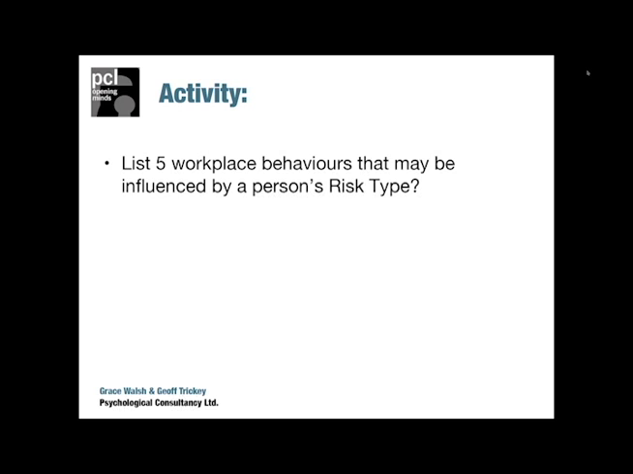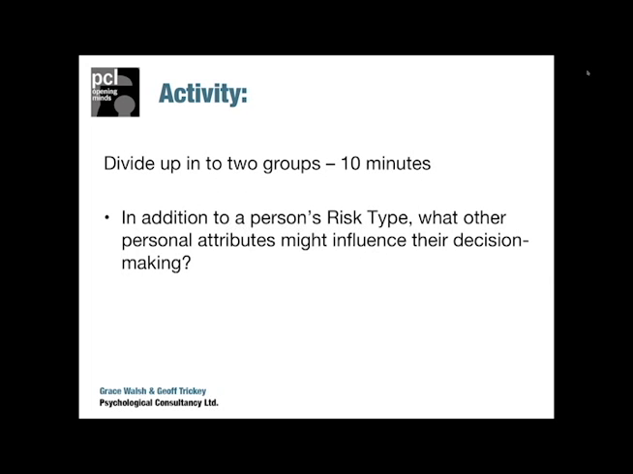So first activity there may be to start thinking about what are the behaviors that may be influenced by a person's risk type. So that would be another of those open-ended activities, and where you would collate the information at the end of the event or after everybody's had their thoughts. Another possibility, divide into two groups. In addition to a person's risk type, what other personal attributes would influence their decision making? So that's helping to think, what does it mean, this fleshing out business? What other factors ought we to bear in mind in thinking how risk type's going to work with our group? And then it's back to the numbers.